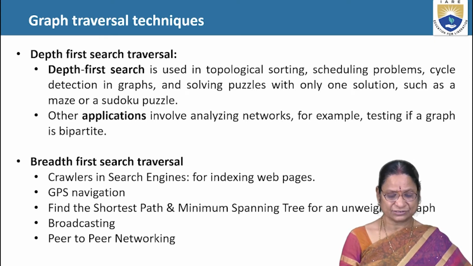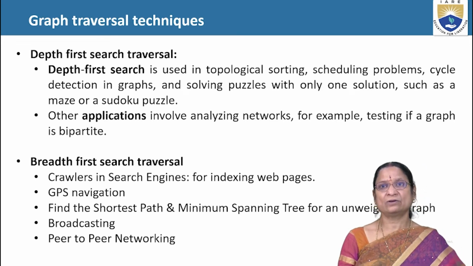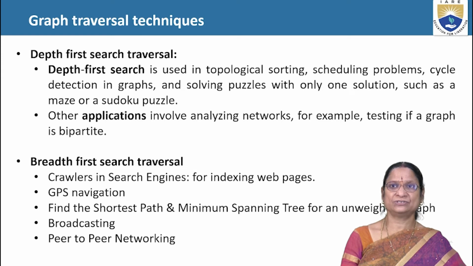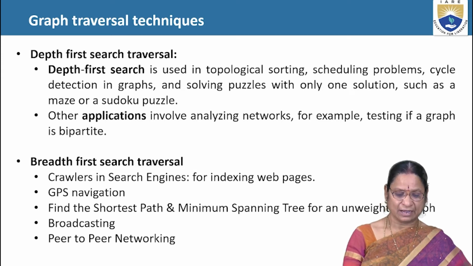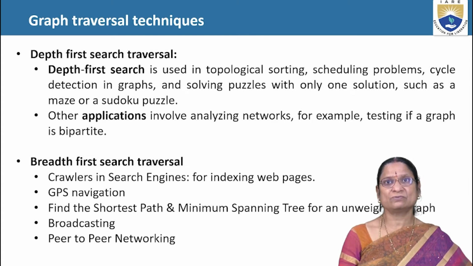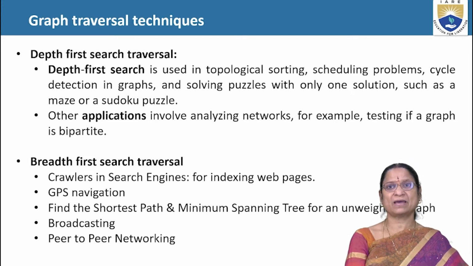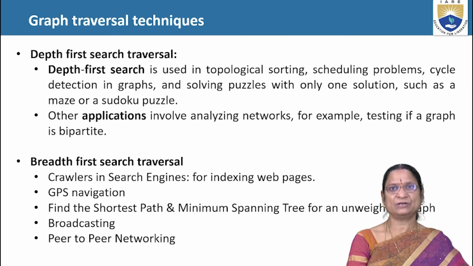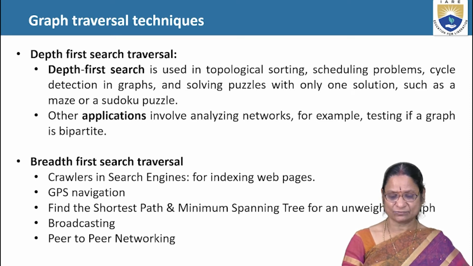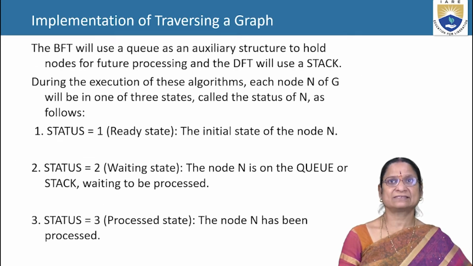Similarly, breadth first search traversal is used in many applications, such as crawlers in search engines for indexing web pages, GPS navigation, shortest path and minimum spanning trees. In unweighted graphs, breadth first traversal can provide us a minimum spanning tree also, and it is used in broadcasting and most of the time in peer-to-peer networking. In all these cases, we can use BFT, or breadth first search traversals.